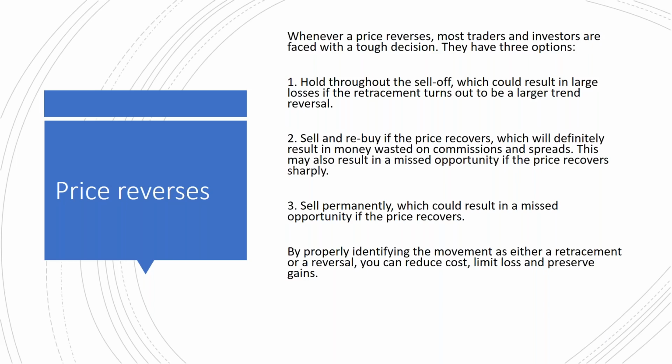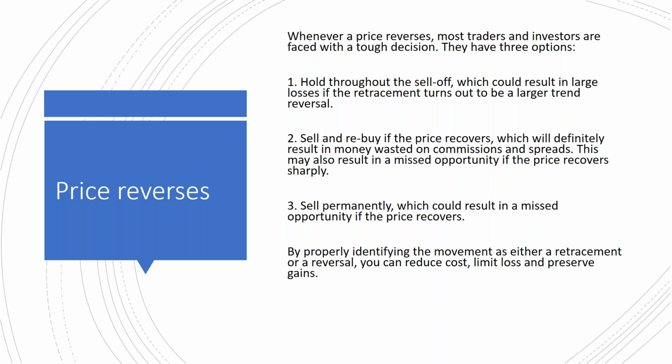So whenever a price reverses, most traders and investors are faced with a tough decision because you only have three options. And remember, a retracement is really what? A short-term reverse. So you have three options. One, hold throughout the sell-off, which could result in a large loss if the retracement turns out to be a larger trend reversal. Two, sell and rebuy if the price recovers, which will definitely result in money wasted on commissions and spreads. This may also mean you missed an opportunity because you can't get back in the markets fast enough. Or three, sell permanently, which could result in a missed opportunity if price recovers.